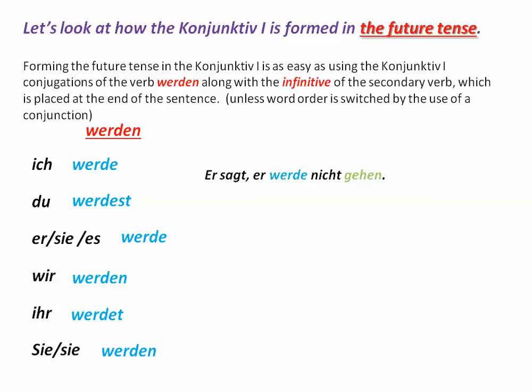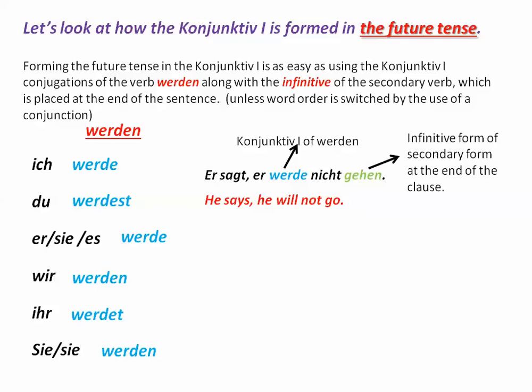Okay. So when you say sagt, werde nicht gehen, you know instantly that this is not the present tense. This is not the indicative mood. This is the subjunctive mood, and it's Subjunctive I. And you know then that it's reported speech, because the present tense is wird nicht gehen. So you know automatically when you see that this is reported speech. And then the secondary verb, just like you do in the present tense when you're using werden, is located at the end of the clause or sentence.